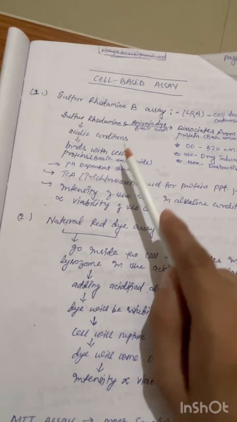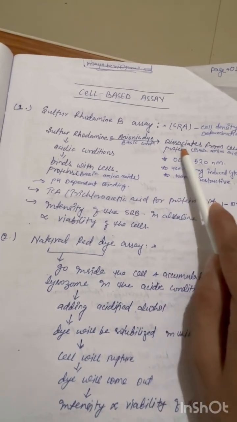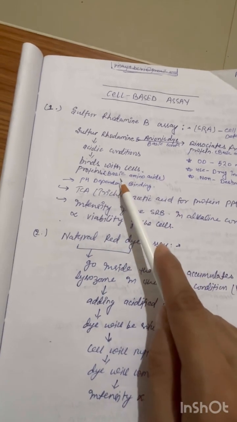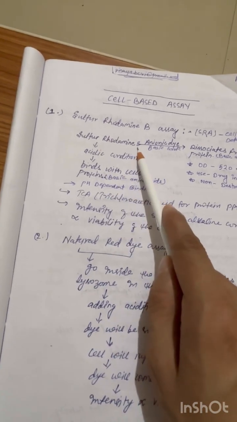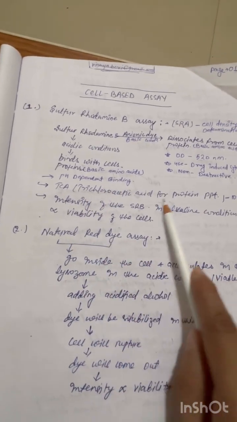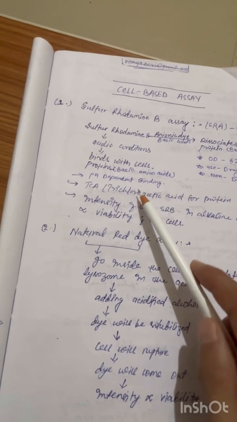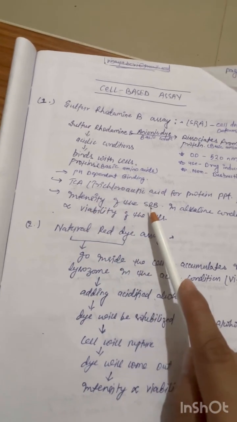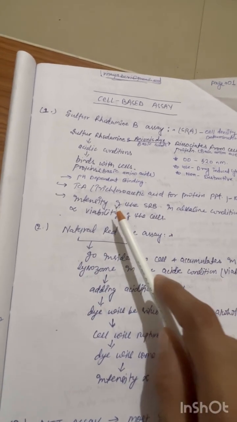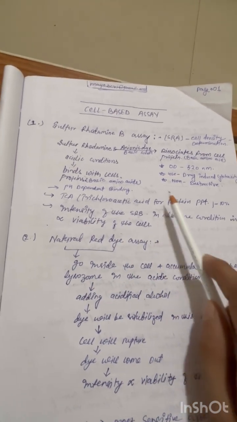It will bind to the cellular proteins in acidic conditions, but in basic conditions it will dissociate from the proteins. So in this assay we generally add the sulforhodamine B dye to the cells, and we add 10% trichloroacetic acid for the fixation of the cells. After that we measure the intensity of the sulforhodamine in alkaline conditions, and its intensity will be directly proportional to the viability of the cells.